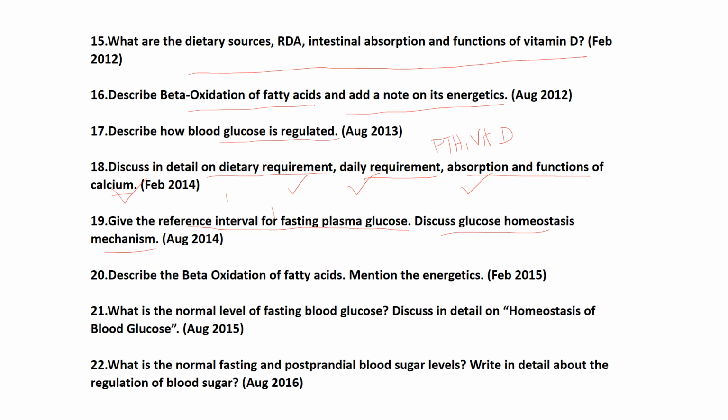That's just now I explained what to write. And then beta oxidation of fatty acid, mention of it. This is again and again repeating, and this is also repeating. Normal postprandial level means after the intake of food, 2.5 hours, what is the level? So it can go up to 180 milligrams. So like that, this is what you have to write, and read in detail of regulation of blood glucose.